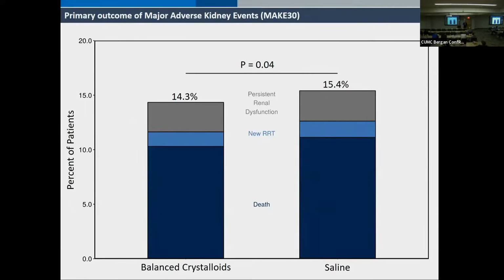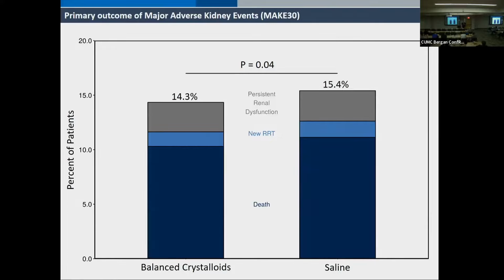Why do we care? Remember, the reason we care is because 30 million people a year get crystalloids. If this is real, a 1% difference, 1% of 30 million people is 300,000 people a year in the U.S. alone that we could be giving a MAKE 30 outcome to because we gave them saline instead of balanced fluids. It has much less to do with the delta here than the number of patients that we're multiplying it across, for sure.